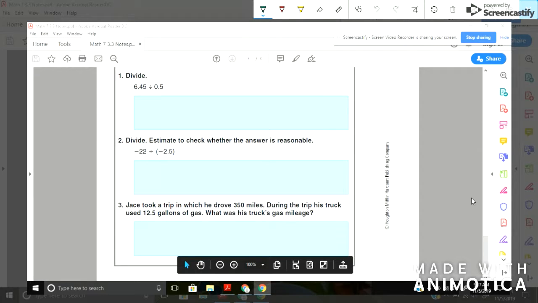All right, for number 1, you should have gotten 12.9. Number 2, 8.8. And lastly, 28 miles per gallon. Okay, if you didn't get any of these, or I can't see the work on your sheet of paper, then I know you can't do it in your head, or maybe you're using a calculator.